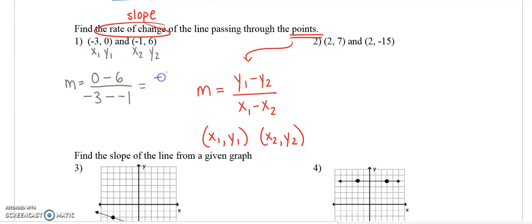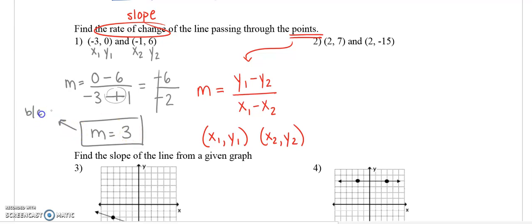0 minus 6, that's negative 6. Remember, a negative and a negative here is going to turn into a positive, plus. So negative 3 plus 1 is negative 2. And then divide. Negative 6 divided by negative 2. My negatives cancel out. 6 divided by 2 is 3. So my slope is 3. Now notice how that's a positive slope. Because it's positive, that means it is a line that's rising.